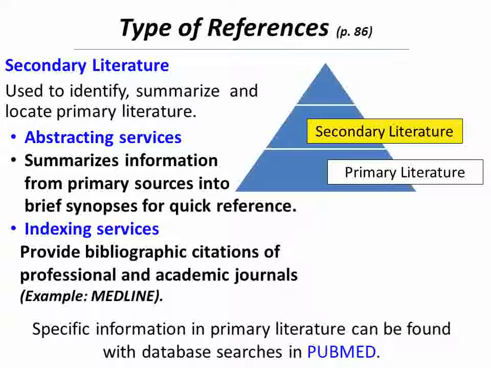The easiest way to get to this secondary literature that summarizes the hard-to-read primary reports is by going to database searches. For instance, PubMed is a good example.